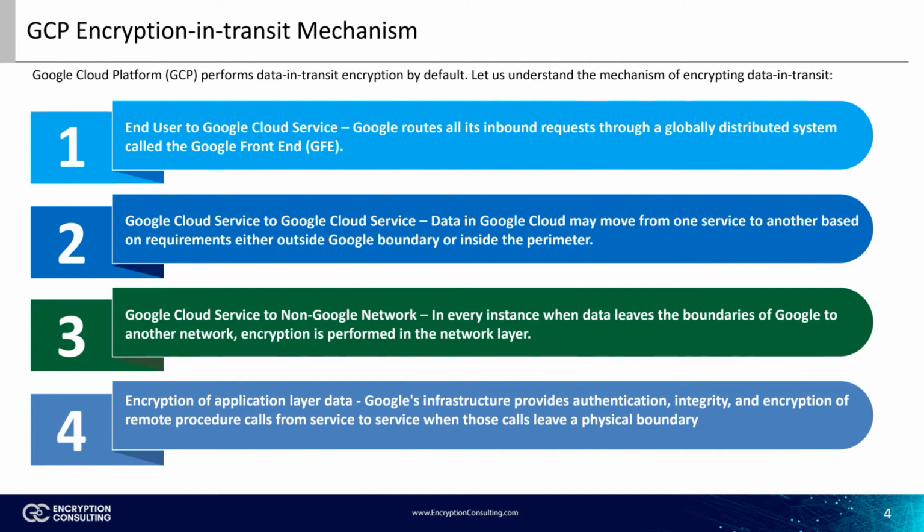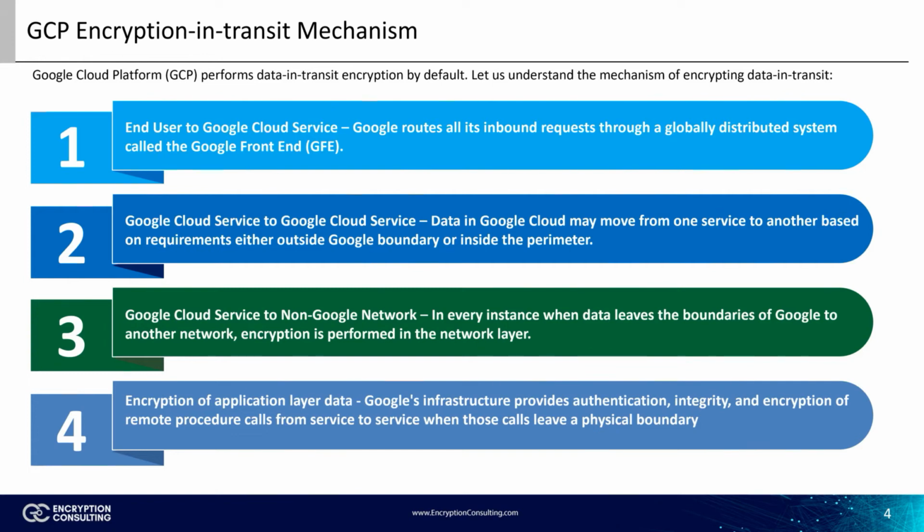Now let's consider another scenario where data in the Google Cloud may move from one service to another based on its requirements. In certain situations, a third party might also be present in between, but we'll discuss this situation later on. Now, if the data remains within the boundaries of Google, then it is authenticated, but not necessarily encrypted, since Google has rigorous security controls already in place within its boundaries.